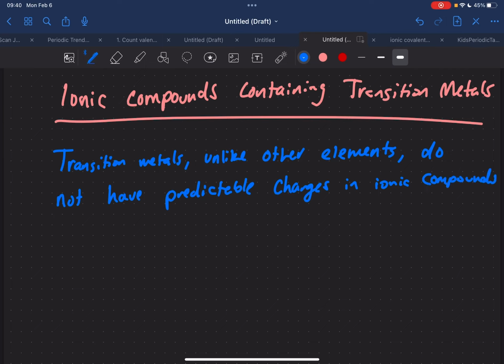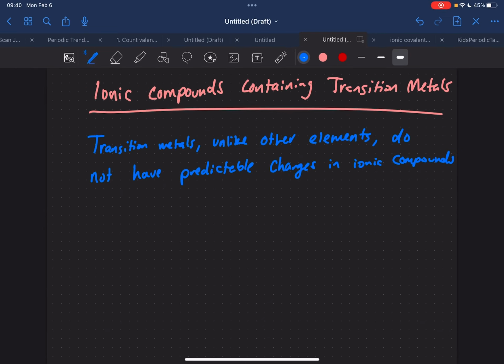So remember, sodium, for instance, or potassium, or lithium, rubidium, all of those first column elements in the periodic table, they're always going to have a +1 charge. Everything in the second column is always going to have a +2 charge, right? There's a predictable pattern there with all the other elements that form ionic compounds. But transition metals are a little bit different. There's no pattern there.